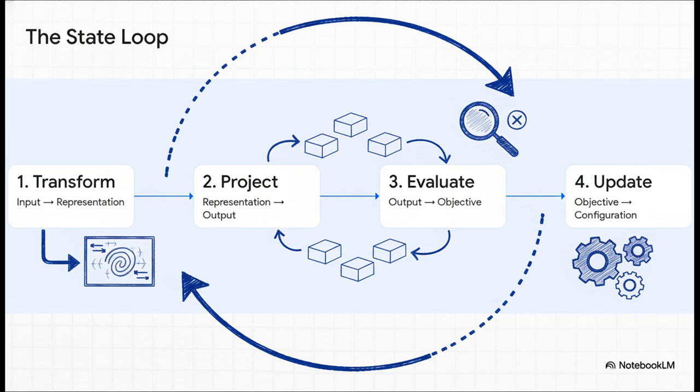So the big thing to get is that these 6 spaces aren't just sitting there in isolation. They're constantly talking to each other in a loop that basically mirrors the training process. You transform data from the input space into the model's representation. You project that representation out to the output space. You evaluate that output using the objective space, and that evaluation then tells you how to update the model's configuration. It just goes round and round.